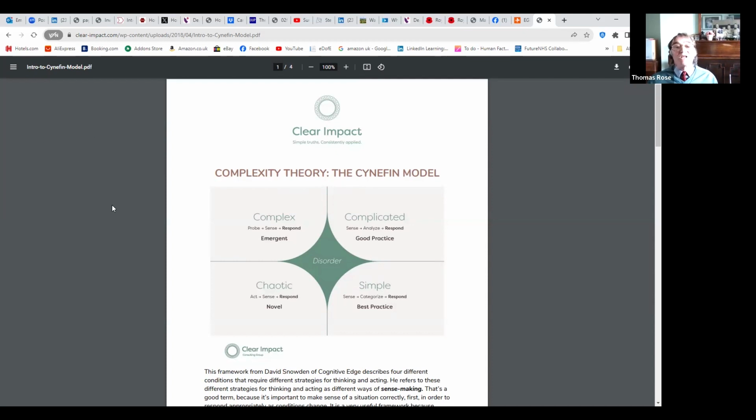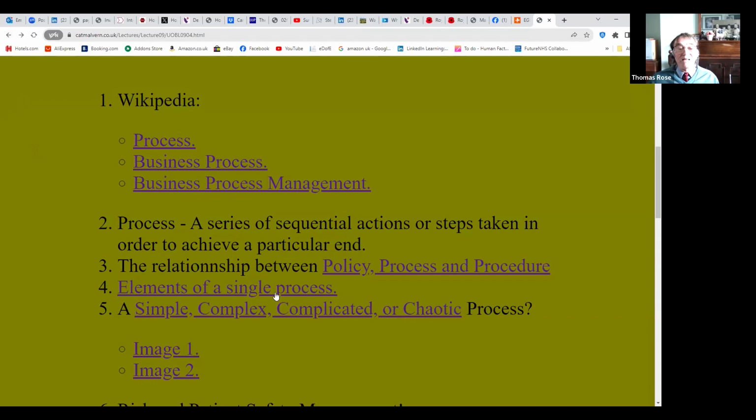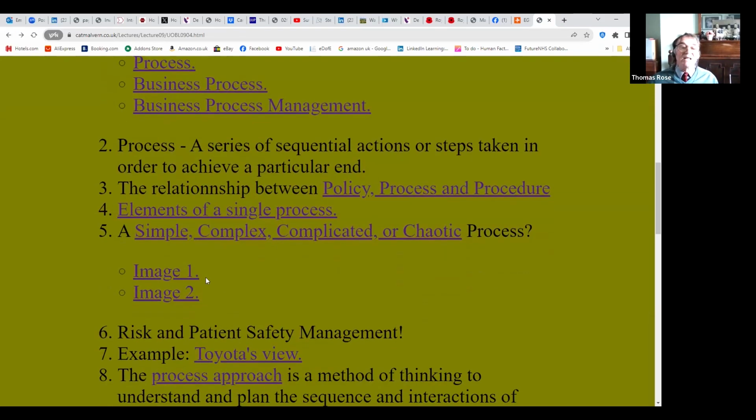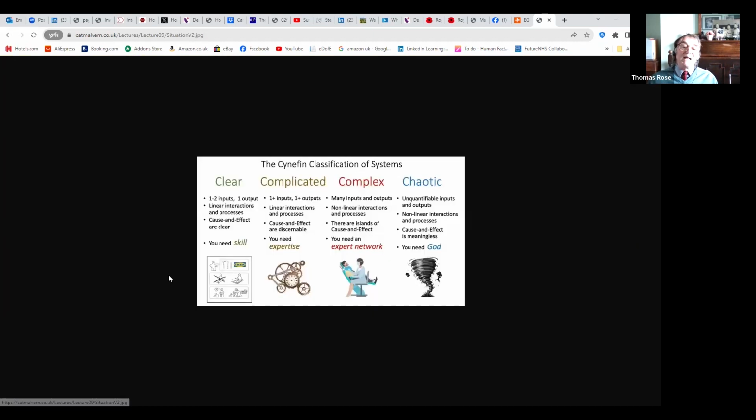And one of the reasons systems do become complicated or complex or even chaotic is because of the lack of visibility as to what processes you're supposed to be undertaking and how you implement that process. So that diagram is really important to understand. This is so important when it comes to patient safety management.